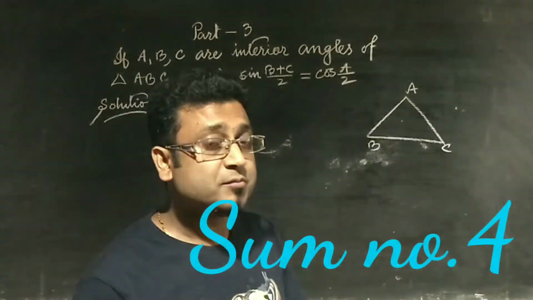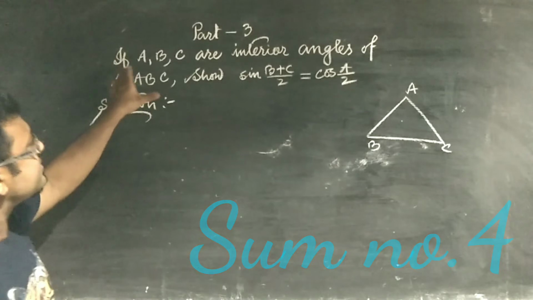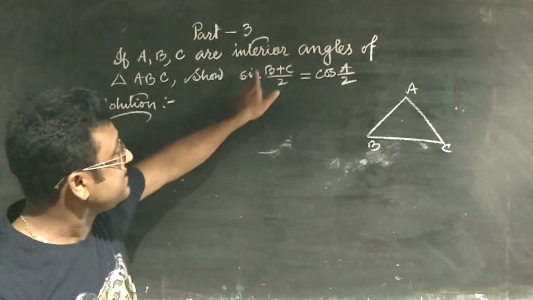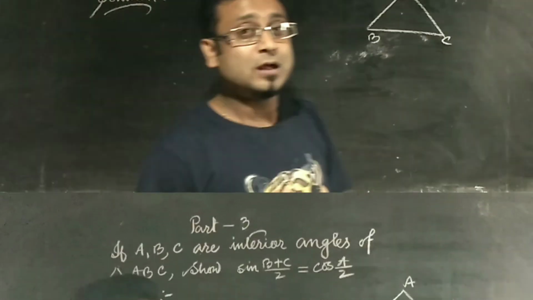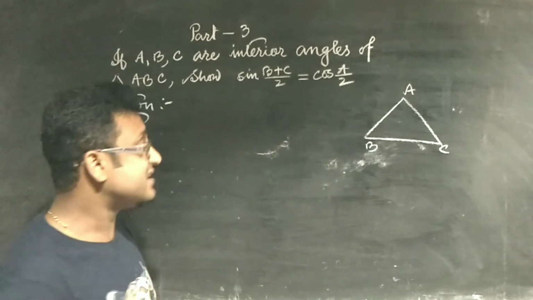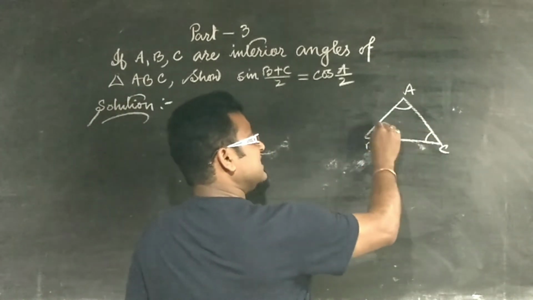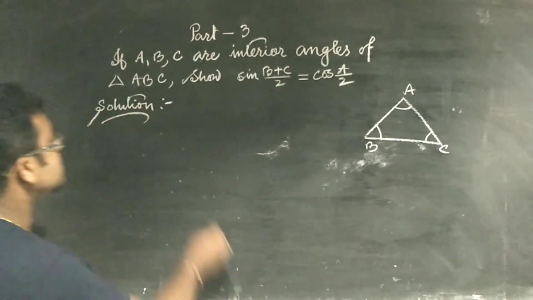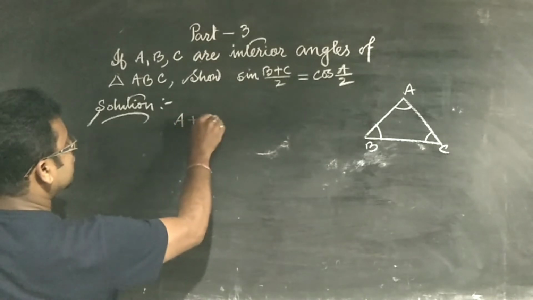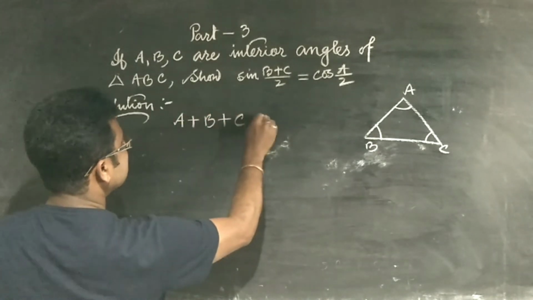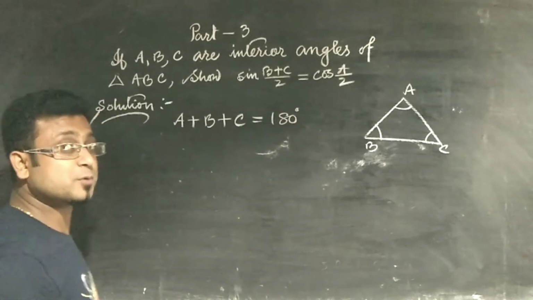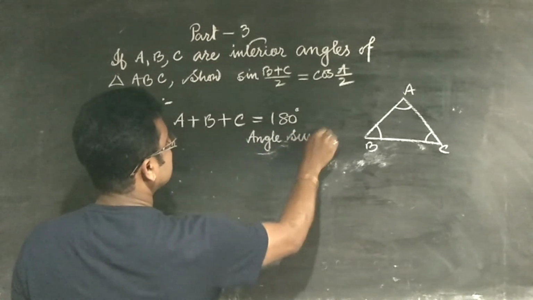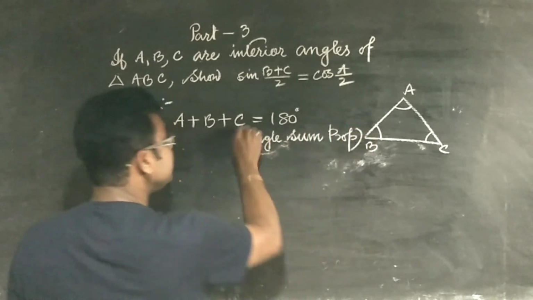Let me show you another sum from this section. Suppose the question is: A, B, C are the interior angles of a triangle ABC, and you are to show sin of (B plus C) by 2 equals cos A by 2. Let ABC be a triangle, and we know angle A plus angle B plus angle C equals 180 degrees. That is called the angle sum property. For convenience I am not showing the angle mark. Here A plus B plus C equals 180 degrees. From which property? Yes, the angle sum property of a triangle. Fine.